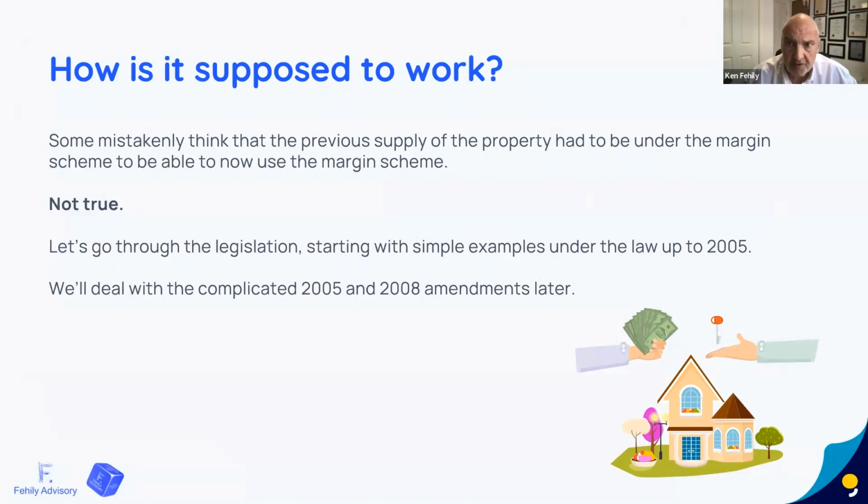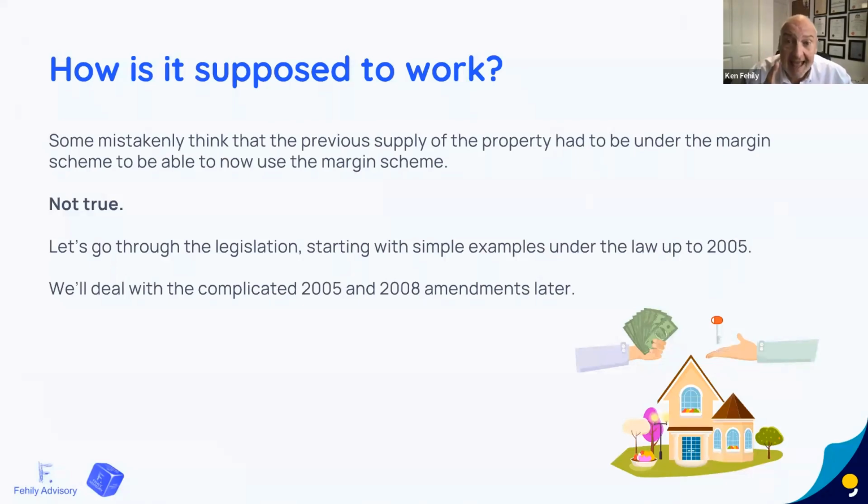Some people get confused, thinking that I had to have sold it to you under the margin scheme for you to use the margin scheme. The prohibition is if I sold you under a taxable supply, for you to use the margin scheme, my supply under a taxable supply must have been under the margin scheme. And if you remember what we talked about, selling under the margin scheme is a taxable supply. The only thing the margin scheme means is that the GST calculated under a taxable supply changes the method, the amount of GST. It doesn't make it not a taxable supply.